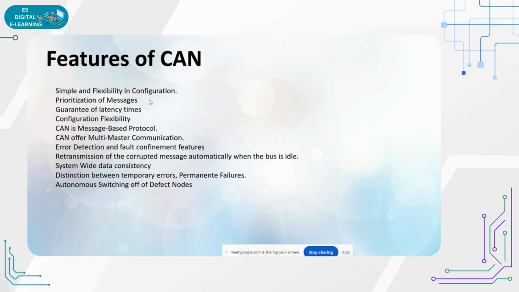Now the features of CAN. It is a simple and flexible configuration, and it works with priority through the arbitration process. A lower identifier gets higher priority for transmitting data. Once the data is transmitted on the bus, it will definitely reach the other node when available, so there is guaranteed latency time. The configuration is flexible, so we can add and remove controllers in the CAN bus network.